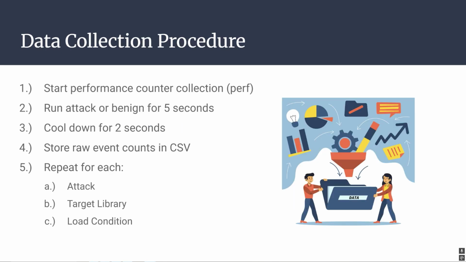So for our data collection, step 1 is we start with system-wide monitoring using perf stat -a. Next, we run either attack or benign processes for exactly 5 seconds. After that, we include a short 2-second period to ensure that there's no carryover or overlap between runs, and then the collected performance counter values are stored in rows as CSV.